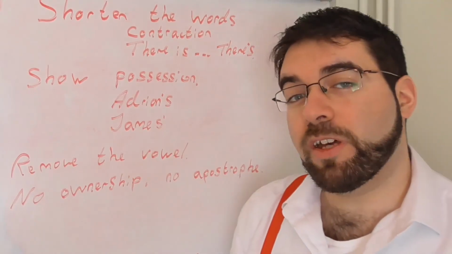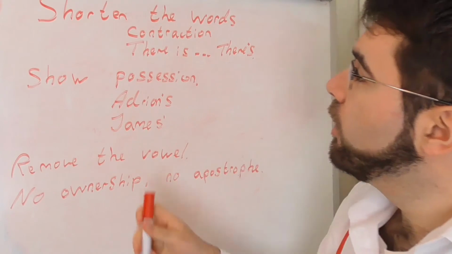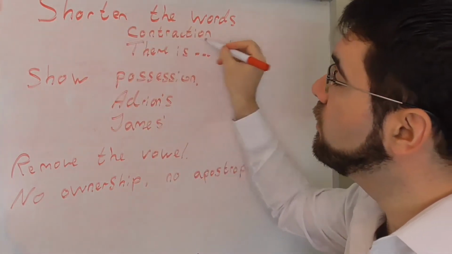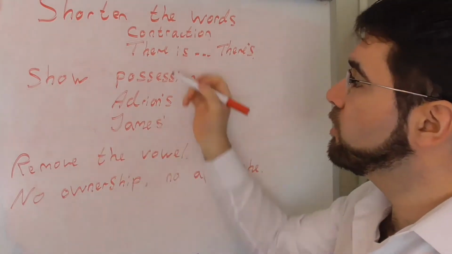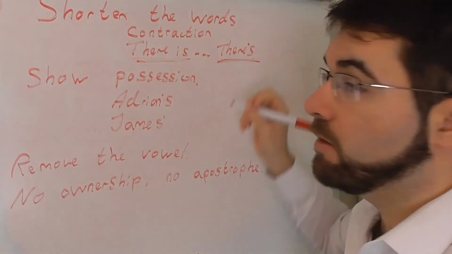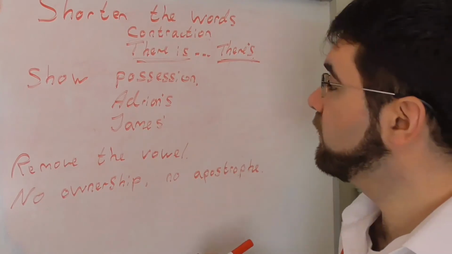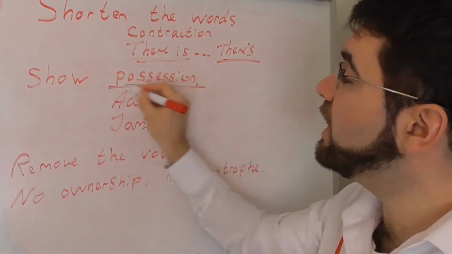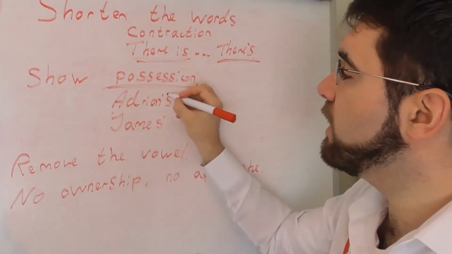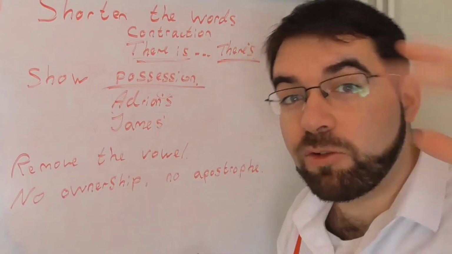So let's run through that again as a summary, a nice way to bring it all together. Apostrophe is used to shorten the words. A contraction. Bring it all together closer. So there is a hat turns into there's a hat. And it's used to show possession. Who owns something? Adrian's hat, apostrophe S. Adrian's hat, Adrian's camera, Adrian's video.